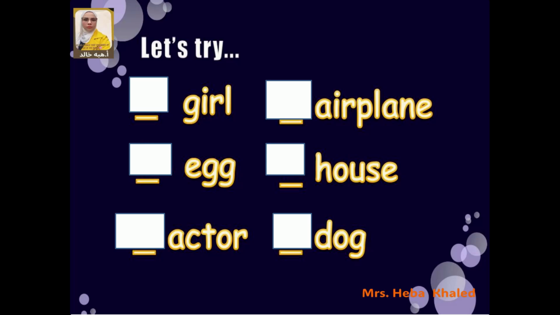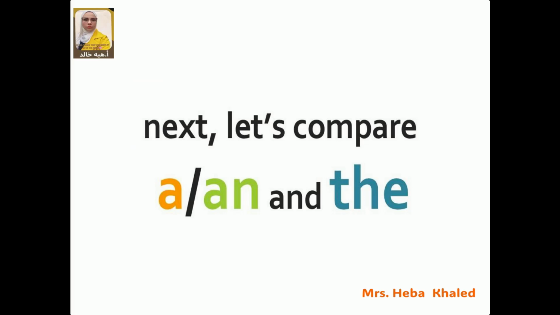An airplane, because it starts with a vowel. An house or a house? Look, I pronounced the letter H, so it is a house. A house. A dog, because it starts with a consonant letter, which is the D letter.